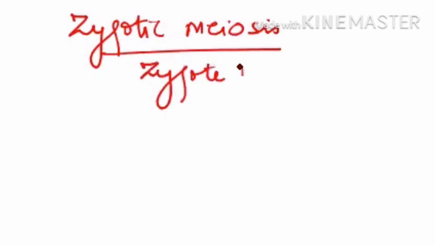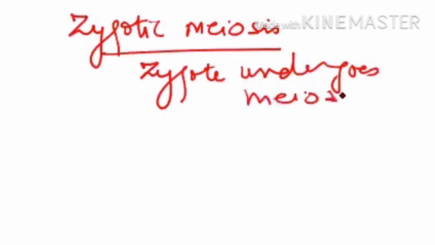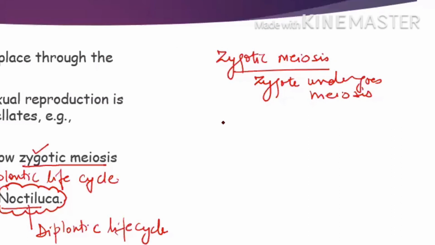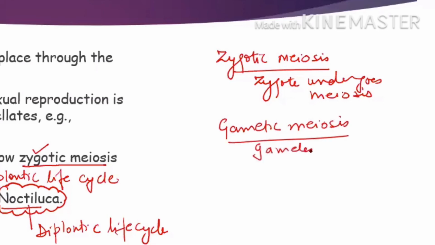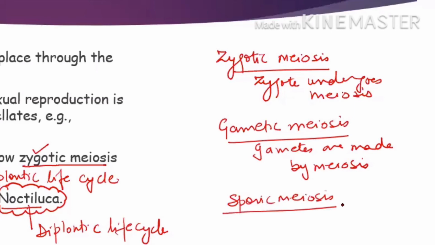Zygote undergoes meiosis. Another is your gametic meiosis. So in gametic meiosis, gametes are made by meiosis. And if we are saying that gametes are made by meiosis, then obviously the main body is 2n. Another is your sporic meiosis. Sporic meiosis means spores are made by meiosis.